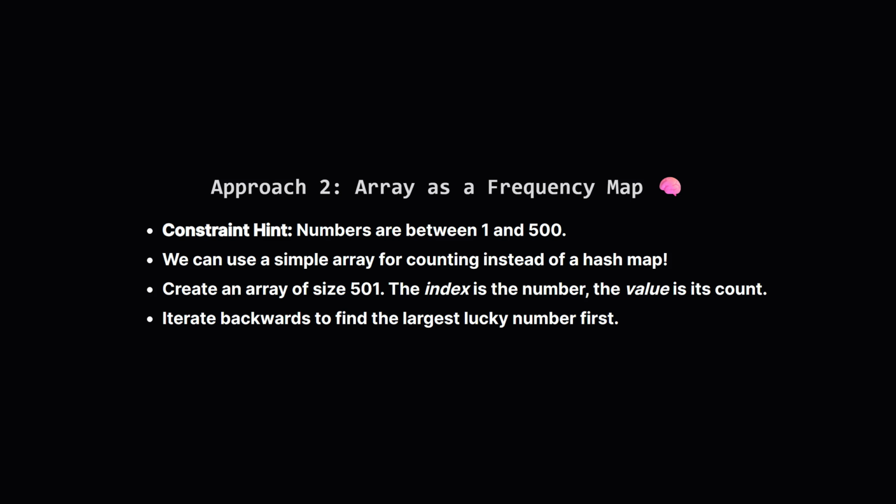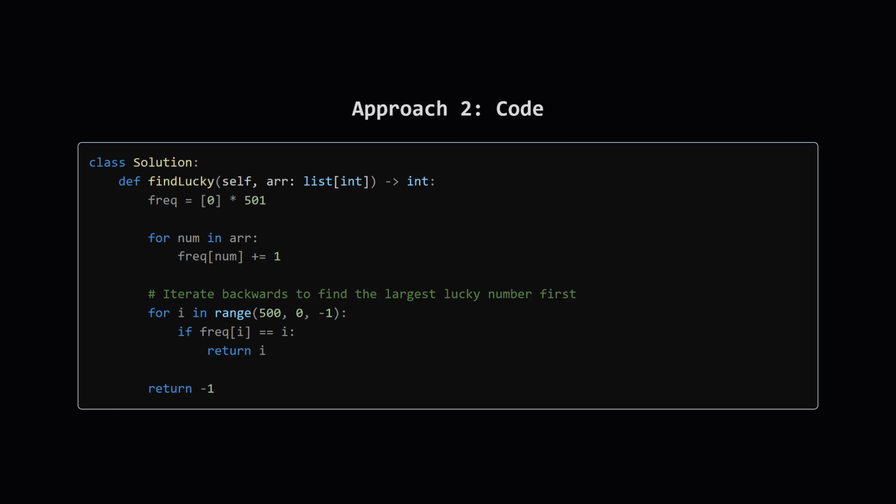Now for a slightly different approach, which takes advantage of the problem's constraints. The problem statement tells us that the numbers in the array will always be between 1 and 500. When you have a small, fixed range of positive numbers like this, you can often use a simple array as a frequency map, which can be a little more efficient. We can create an array of size 501 and use the index of the array to represent the number and the value at that index to store its count. Then, we can just loop backwards from 500 to find the biggest lucky number first. And here's the code for that idea.